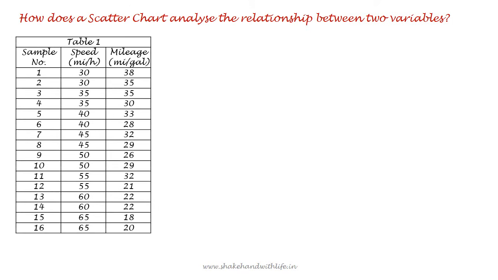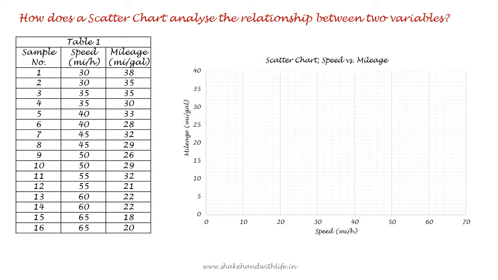How does the scatter chart analyze the relationship between two variables? Table 1 shows the data of speed and mileage for a vehicle. Now to analyze the relationship between speed and mileage, you need to draw the scatter chart. To draw the scatter chart, take speed on x-axis because speed is independent variable and mileage on y-axis because mileage is a dependent variable and it depends on the speed of the vehicle.